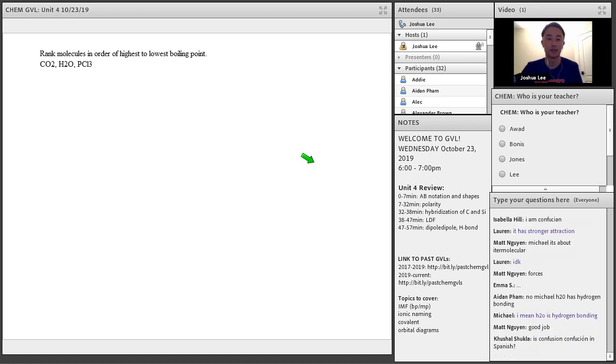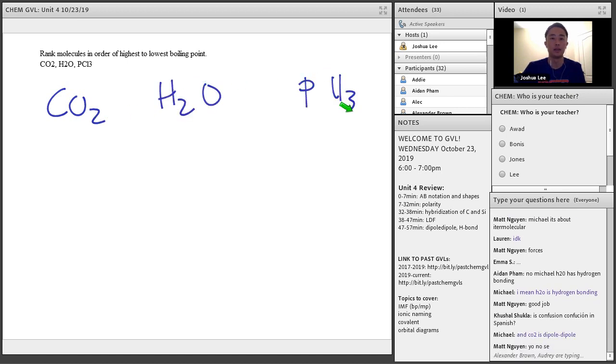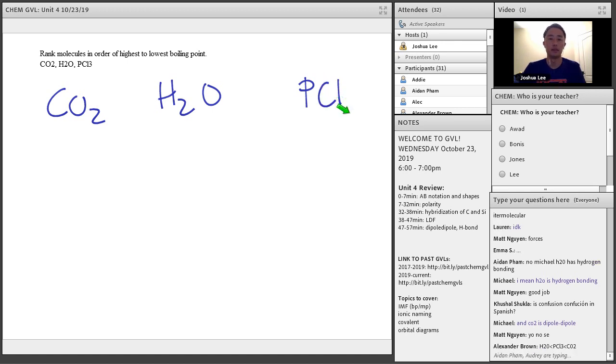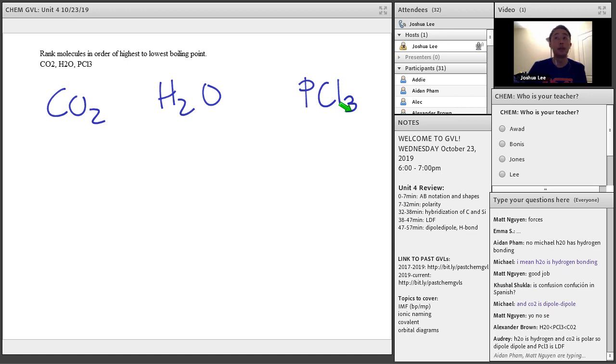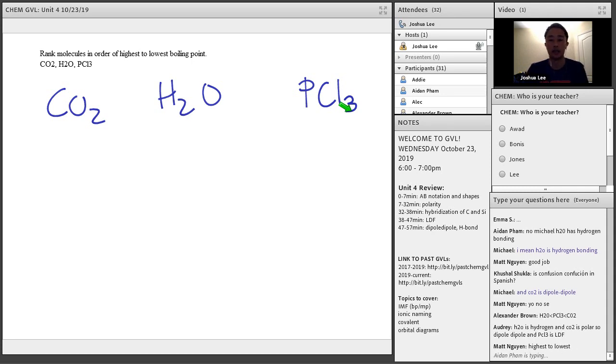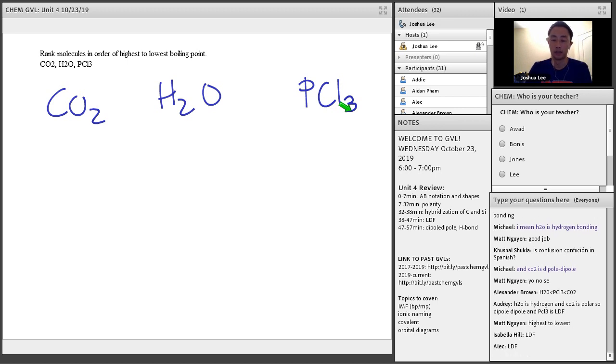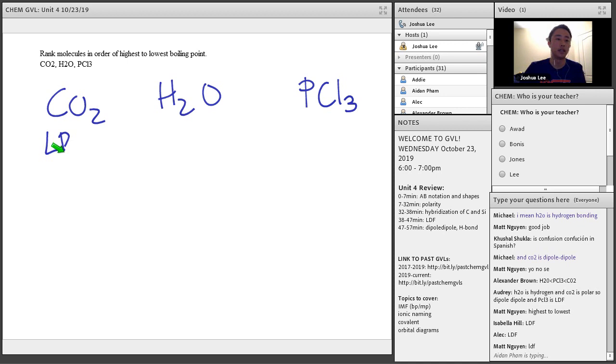Alright, let's go over this. So CO2, H2O, PCl3. So we have to basically figure out what intermolecular forces they have. So we look at them all. What do they all at least have? LDF. So on the test, you would say they have LDF because all molecules have London dispersion forces.